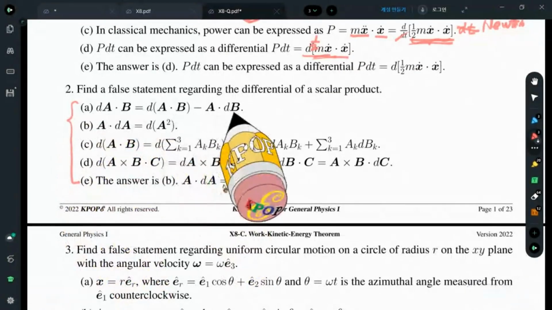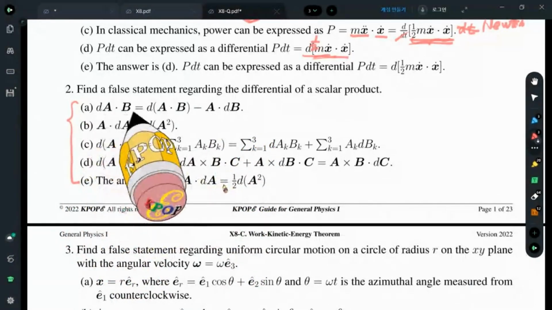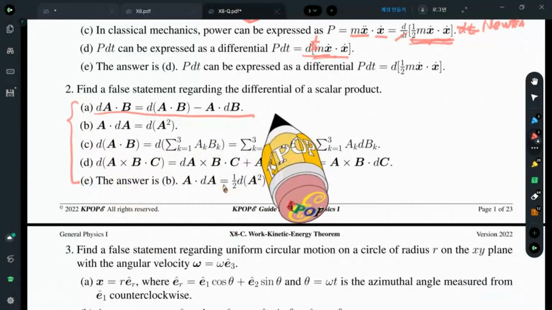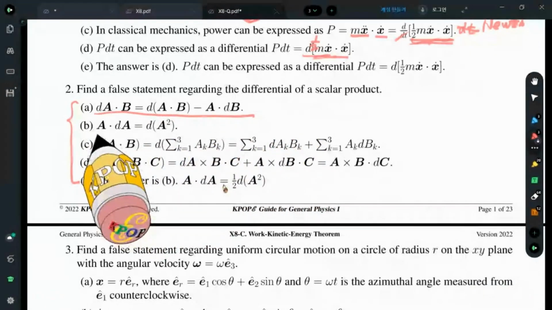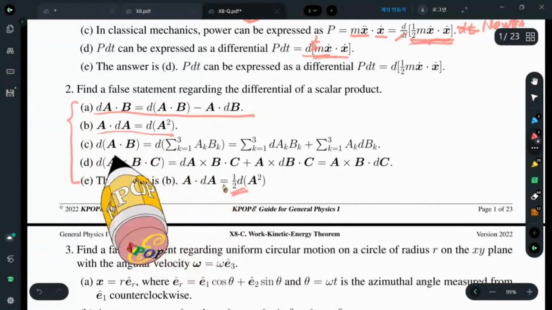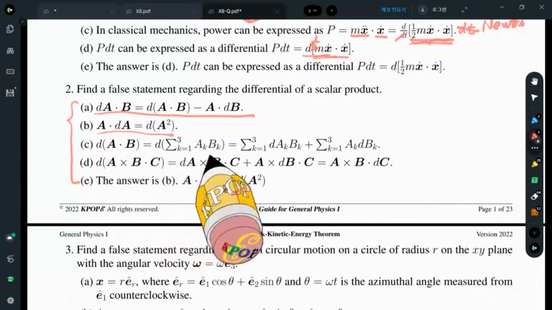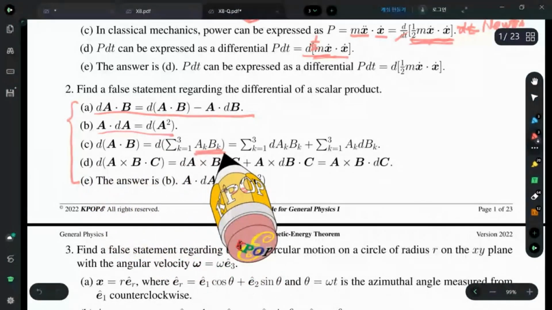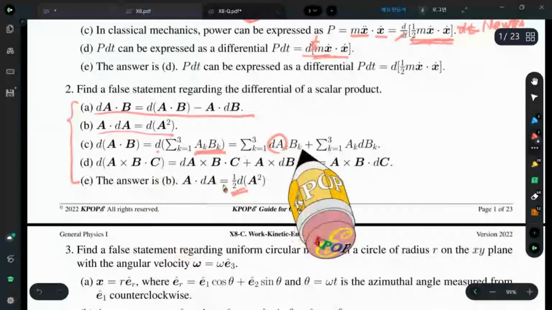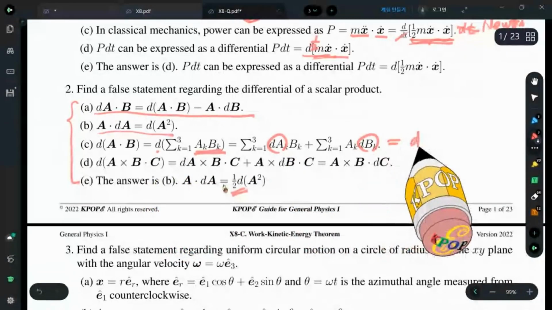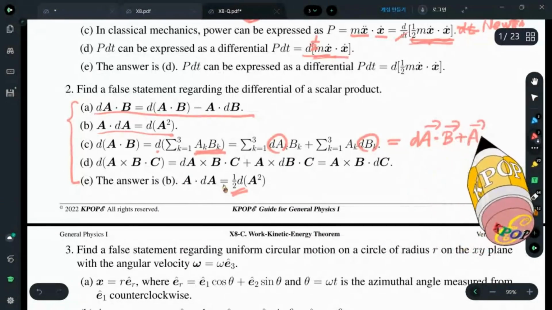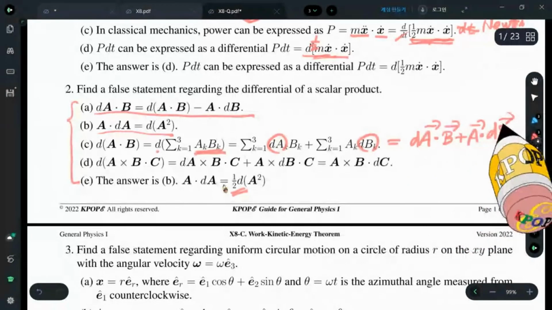This one appears repeatedly, so this can be applied to integration by parts. This factor 2 is missing in here. A scalar product can be expanded in terms of Cartesian coordinates, and then we take the differential, first one and second one, and it becomes dA dot product B plus A dot product dB.